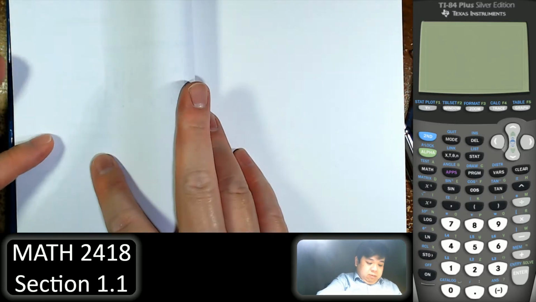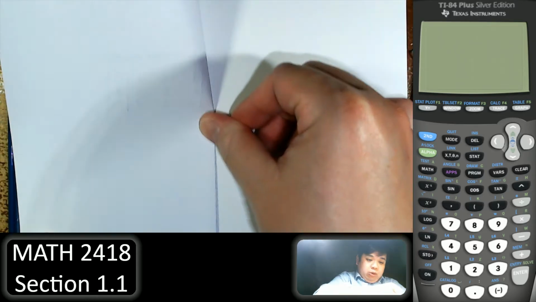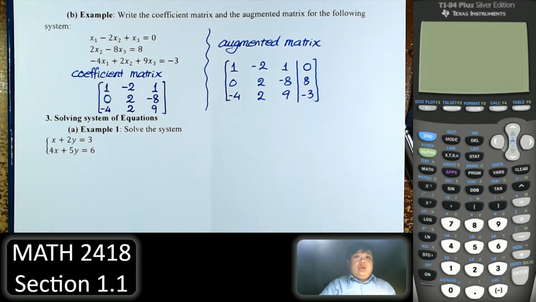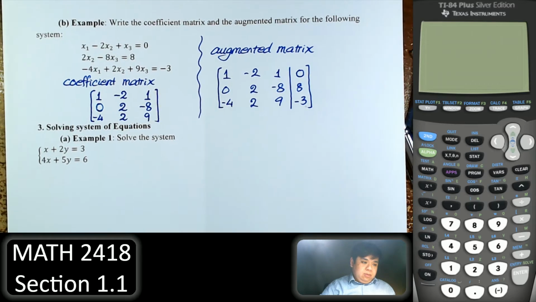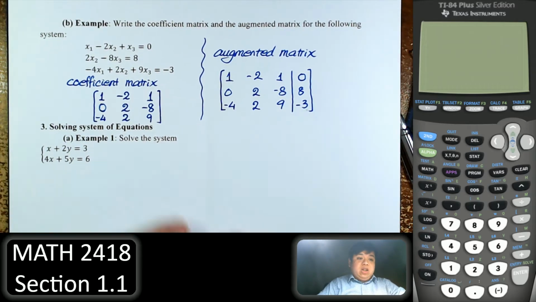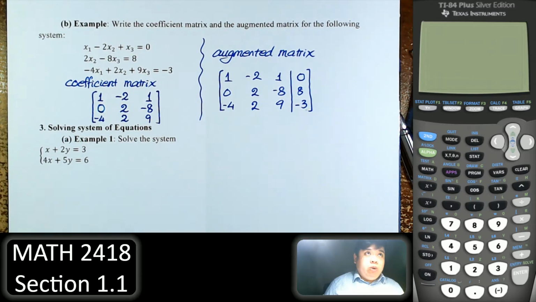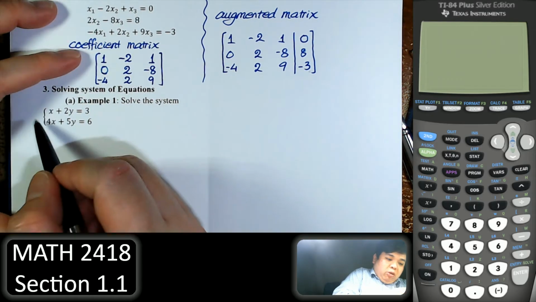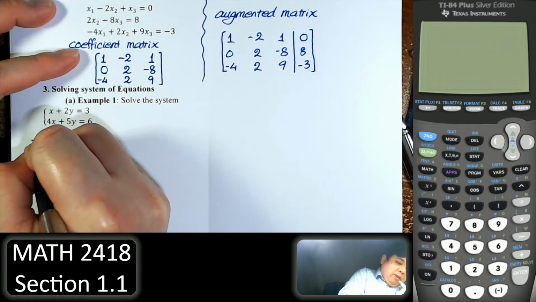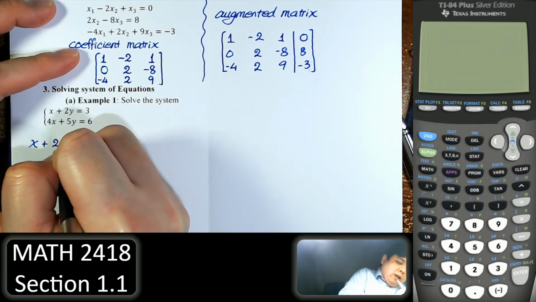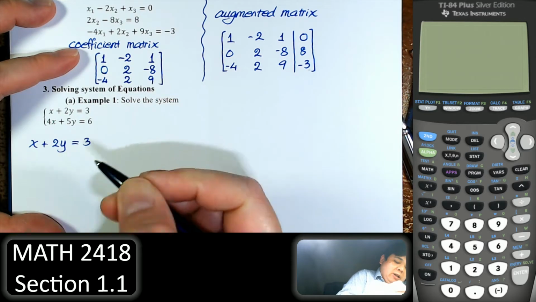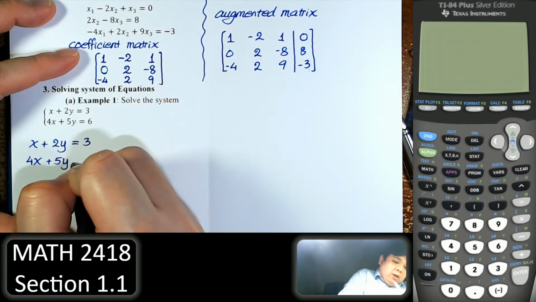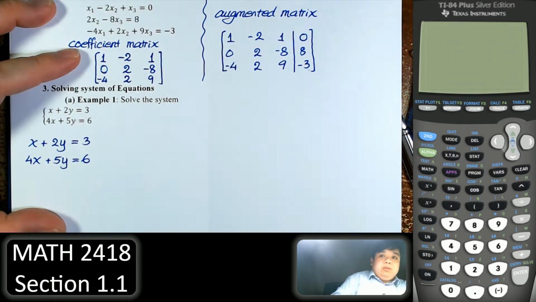There are many ways to do that, but this is the most fundamental. It's just substitution or elimination. Elimination usually will be more general, so I will go with elimination here. So this is just the equations. I'm going to copy the equations x plus 2y equal to 3, and then 4x plus 5y equal to 6. So those are the two equations, right?